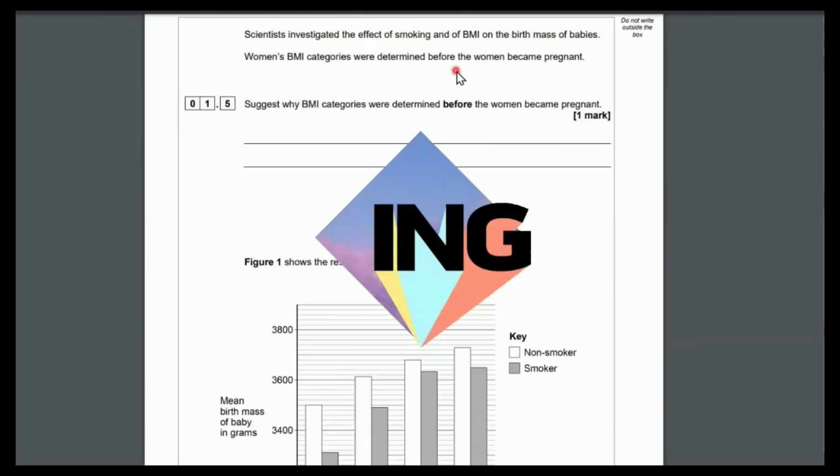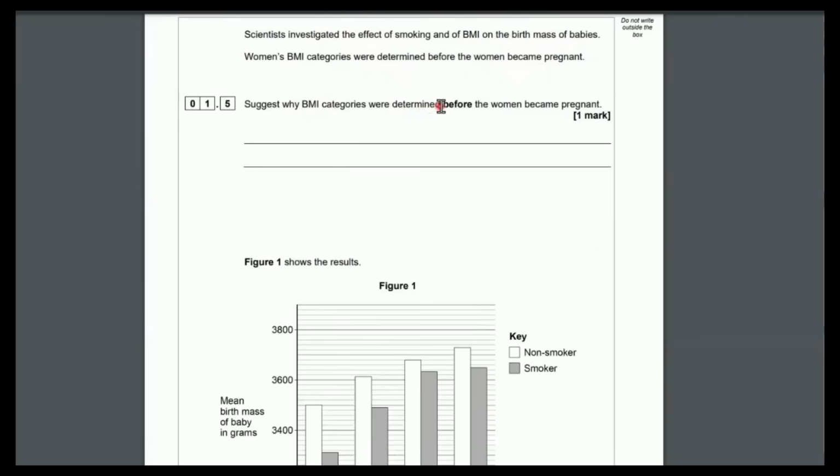Scientists investigated the effect of smoking and of BMI on the birth mass of babies. Women's BMI categories were determined before the women became pregnant. 1.5 suggests why BMI categories were determined before the women became pregnant. Why is it important to test women's BMI before they're pregnant? Think about what happens to one of those values in the BMI equation when you get pregnant.